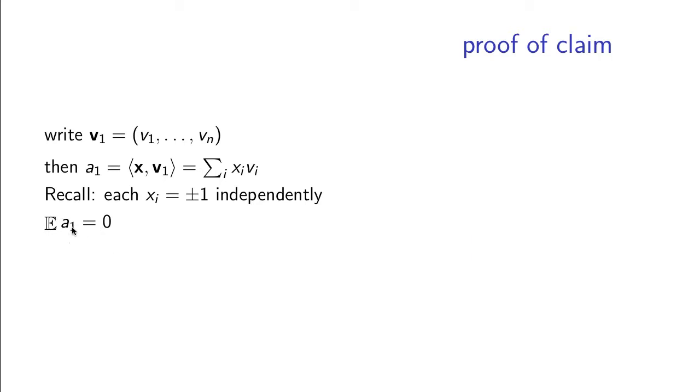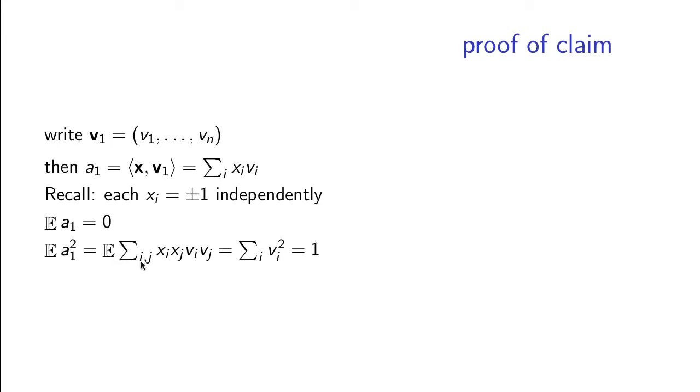So we immediately see that the expectation of this random variable is 0, because we can use linearity of expectation to see that the expectation of a1 is the summation over i of the expectation of xi vi. That is equal to vi with probability half, minus vi with probability half, and so it's 0. But a1 is not always 0, because the expectation of a1 squared is 1.